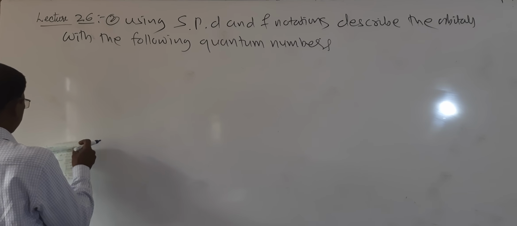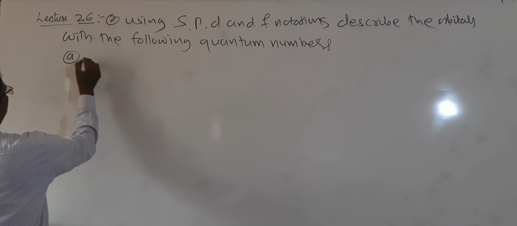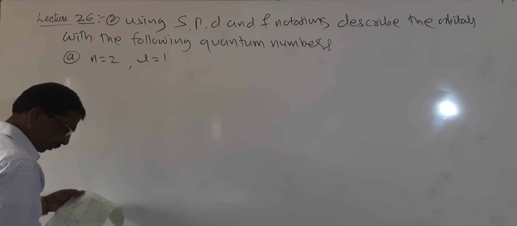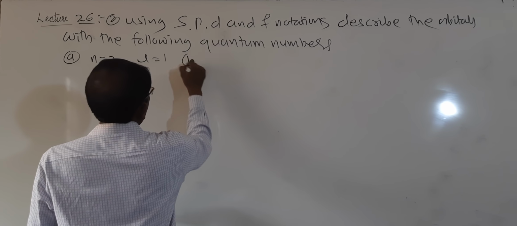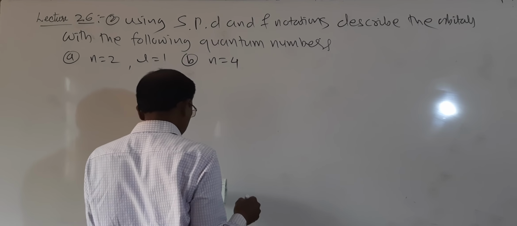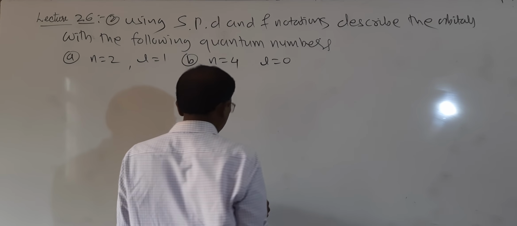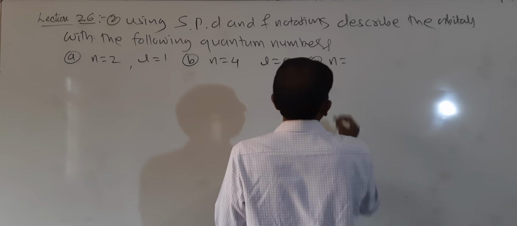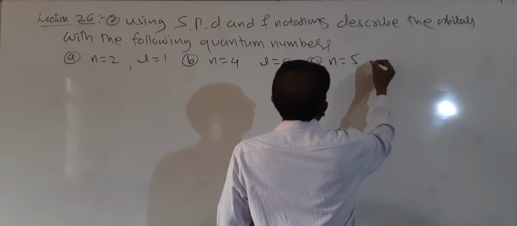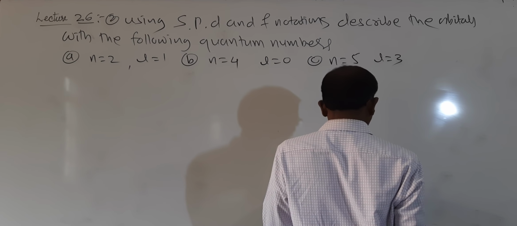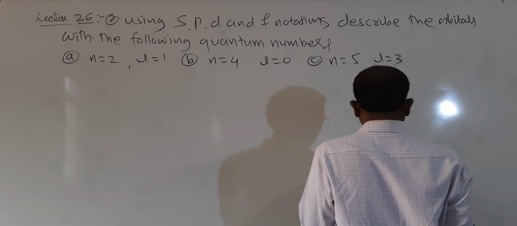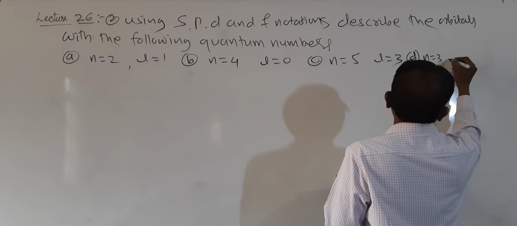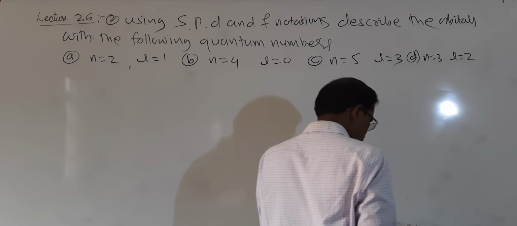Number 1: A, n is equal to 2, l is equal to 1. B, n is equal to 4, l is equal to 0. C, n is equal to 5 and l is equal to 3. And D, n is equal to 3 and l is equal to 2. Look here, students.